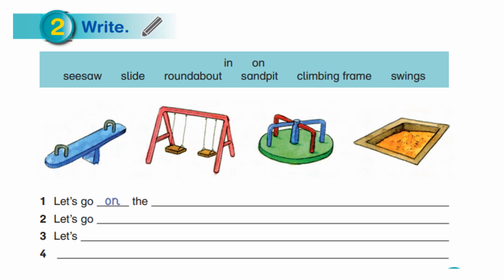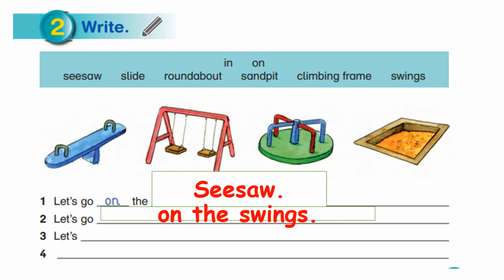Here, the sentence starts with a capital letter and you have to end your sentence with a full stop, right? So number one, let's go on the. Check your answer. Let's go on the seesaw. Number two, look at picture number two. Let's go where? Let's go. Check your answer. Let's go on the swings. Excellent. Let's go on the swings.